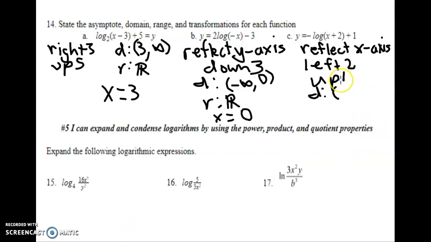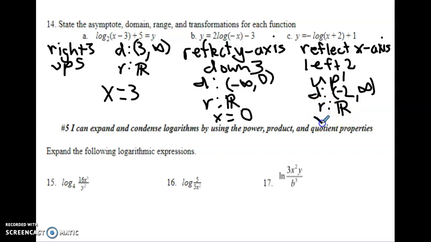Okay, the domain, since it was reflected across the x-axis, that was shifted up and down, it would still be from 0 to infinity, but where it has been shifted left 2, now the domain will go from -2 to infinity. The range is still going to be all reals, because it is a log function.